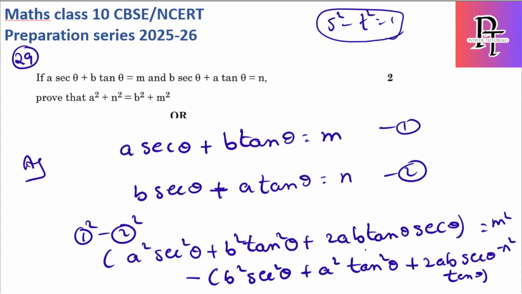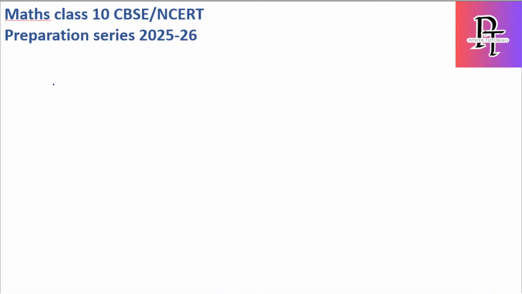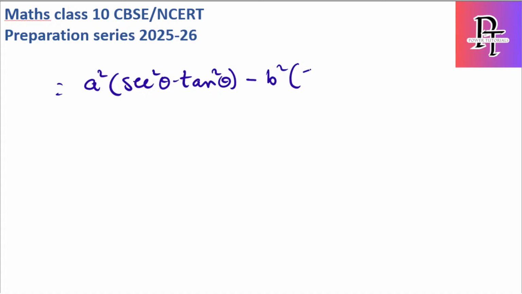If you notice here, 2ab secant theta tan theta is common for both, so I can cancel that out. The next part I will write directly, which is a square. If I take it common, I will get secant square A minus tan square A, and if I take minus b square as common, I will get the same, secant square A minus tan square A.